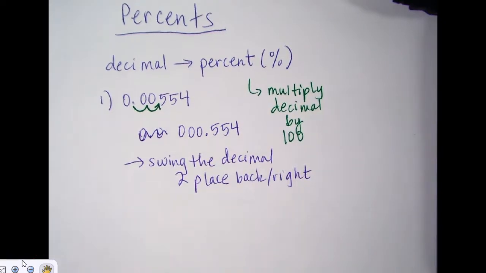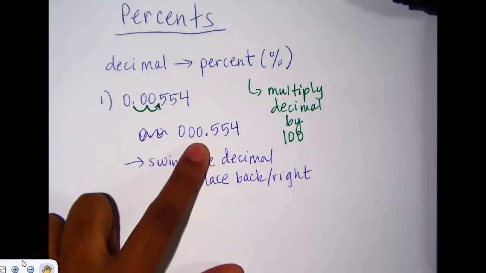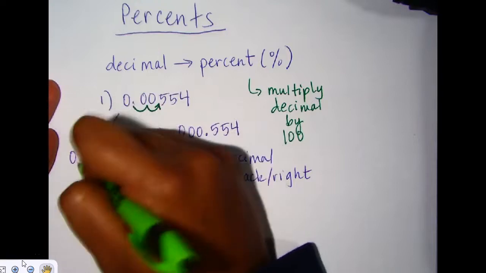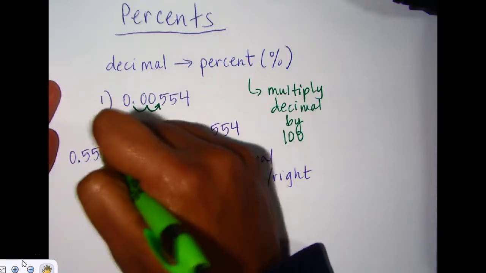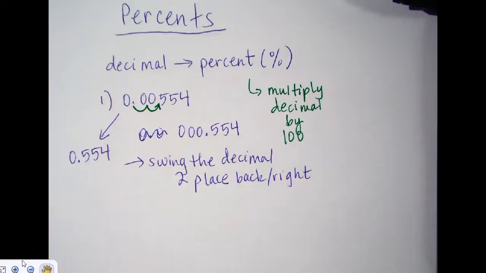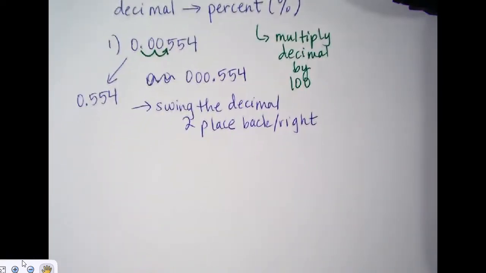All right, so sorry for that blunder. The final answer to this one for number 1 is just basically 0.554. So here's the answer, nice and big, 0.554. You don't have to worry about all those zeros that were in front of the decimal. All right, so that one was number 1. Now let's look at number 2.